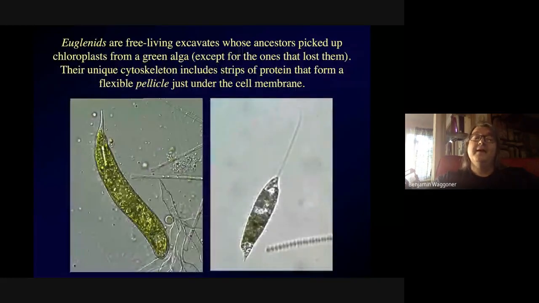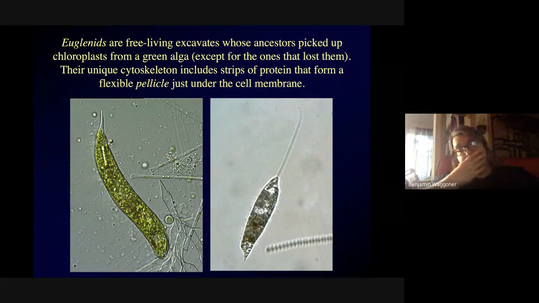So there. Third group of excavates, euglenids. They're excavates whose ancestors picked up chloroplasts from a green alga. Genus Euglena is actually pretty common; I've seen it in pond water around here. It's grass green and usually has a shape ranging from pointy and elongated to more teardrop shaped. And it's photosynthetic, but it's perfectly capable of feeding as well.